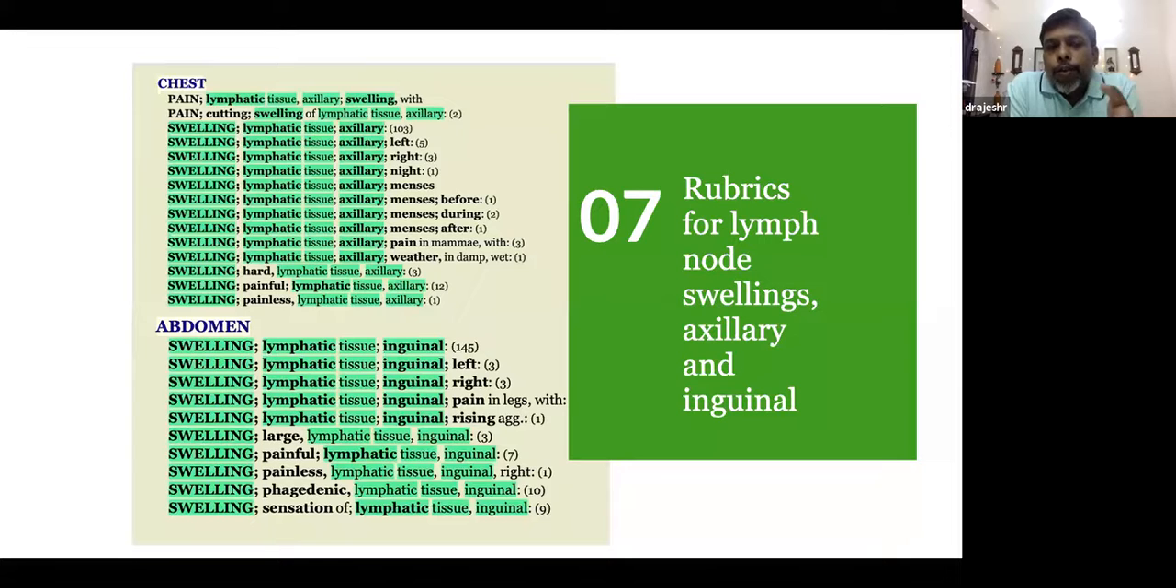So how do you do it? You can type half of the word. You don't need to type the entire word. You can just type half of the word and you get where it is and how to do it. So inguinal region is present in abdomen. Axilla is part of chest. That's where you look into the rubrics for it.